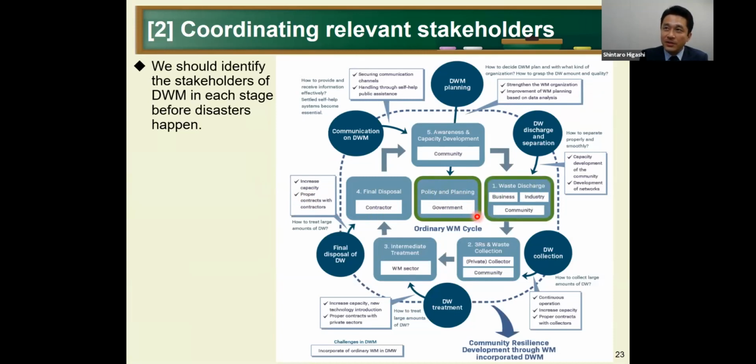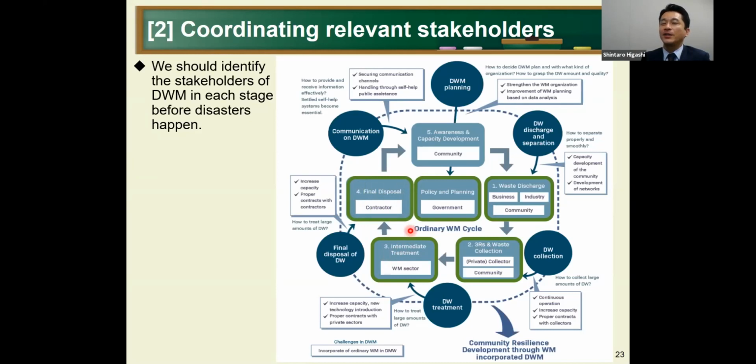regarding waste discharge, the business sector, industry sector, and the community households are the source of waste. Regarding waste collection, there might be private collectors or public collectors or community. They are in charge of collection and they should try to recycle as much as possible. And we should have an intermediate treatment, try to segregate. Here, we have a strong relation with the waste management sector in normal time. And the residue should go to final disposal.